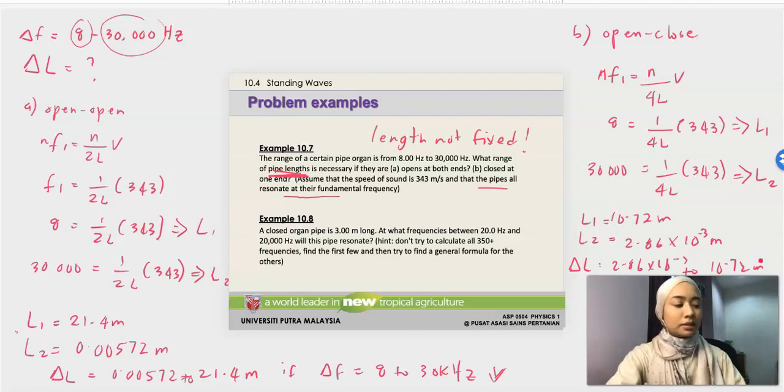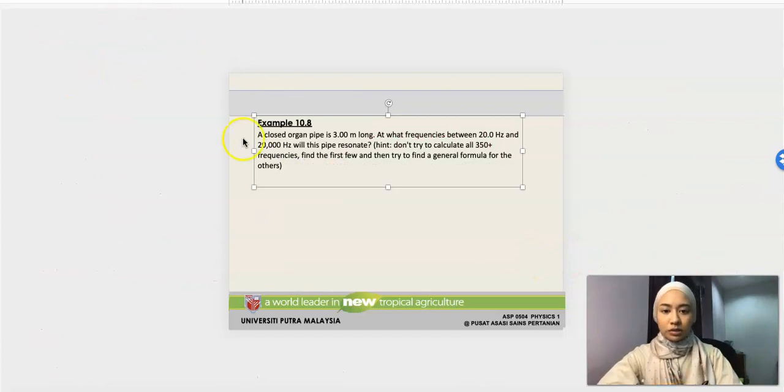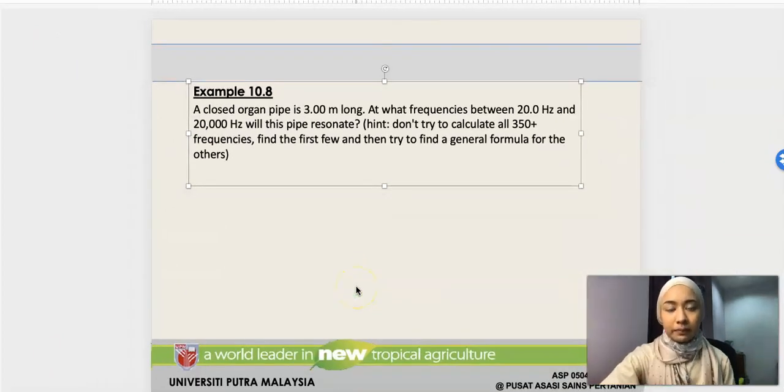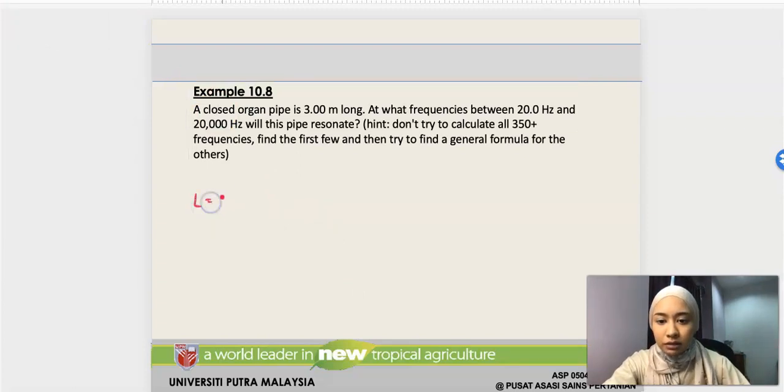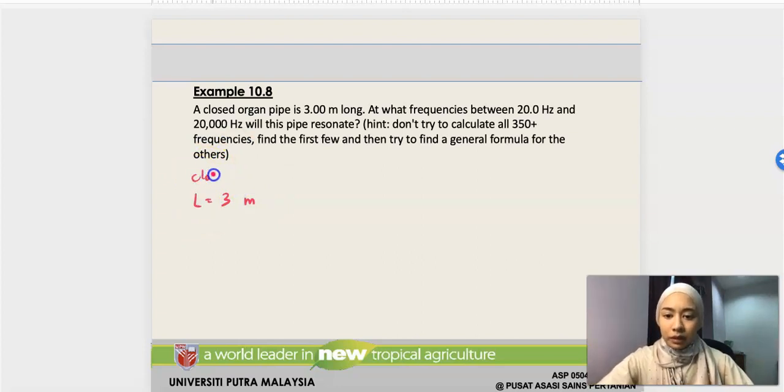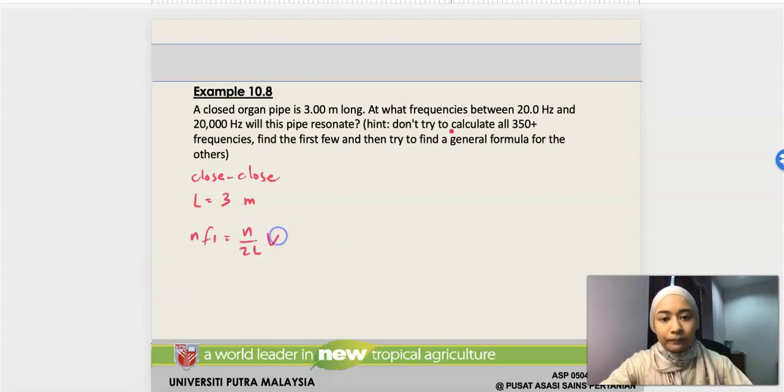Okay, so that is your example. So let's do the second one. Let's read the question first. A closed organ pipe. Closed means it's closed on both ends. The organ pipe is 3 meters long. So let's write that down first: L equals 3 meters. The situation is closed, closed, which should also have an equation similar to open, open, right? So the equation should be Fn equals n over 2L times V. At what frequencies between 20 Hz and 20 kilohertz will this pipe resonate?